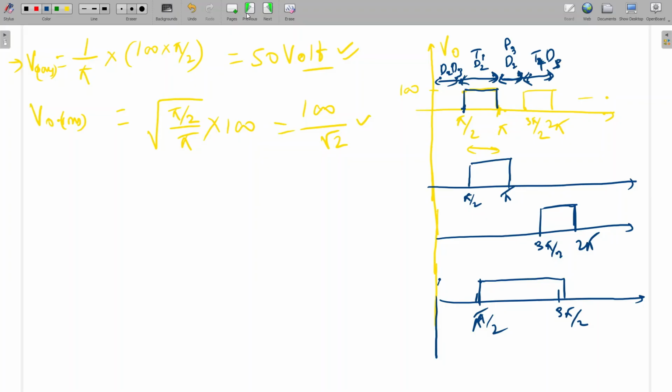Is it clear? The third waveform is for D2, sir. Yes, D2. It will start from pi by 2 and go to 3 pi by 2. So D2 is freewheeling here and it is conducting here. So the total D2 period will be pi by 2 to 3 pi by 2. Now it will be clear, I think, to all.